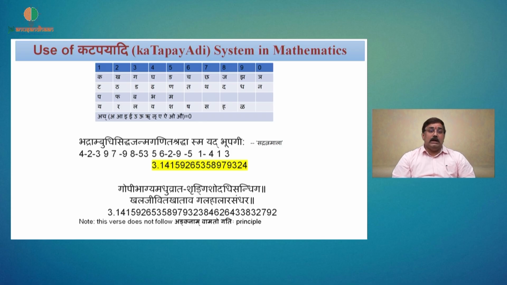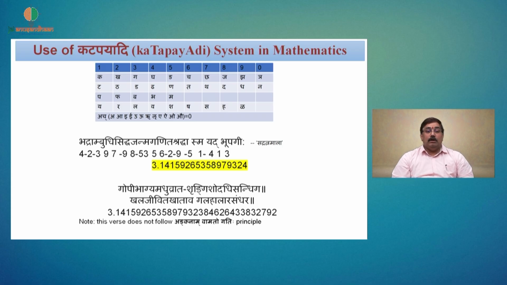Bhadrambudhi siddhi siddhajanma ganita shraddhasma yad bhupagi. If you use the principle of Ankanam Vamato Gati, you will get the value of pi to 15 digits. And then there is another very beautiful verse about Sri Krishna. Gopi bhagya madhuvrata shungesh chodhati sandiga khalajivita khatava galahala rasandhara. Here you don't have to use the Ankanam Vamato Gati principle.